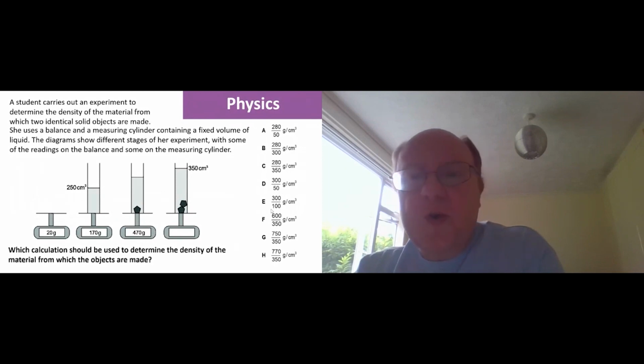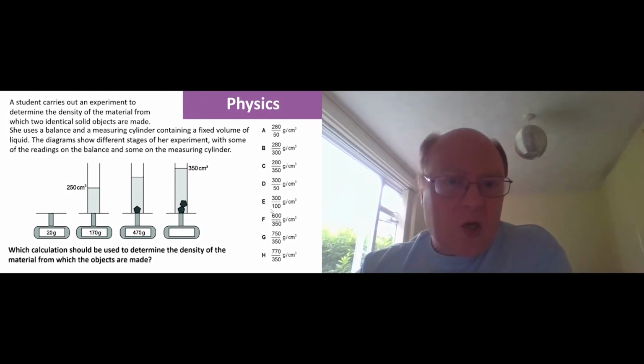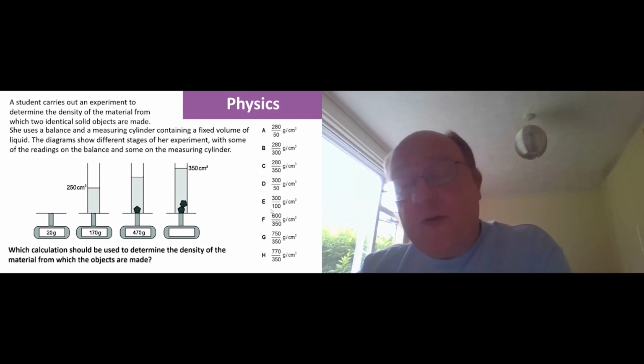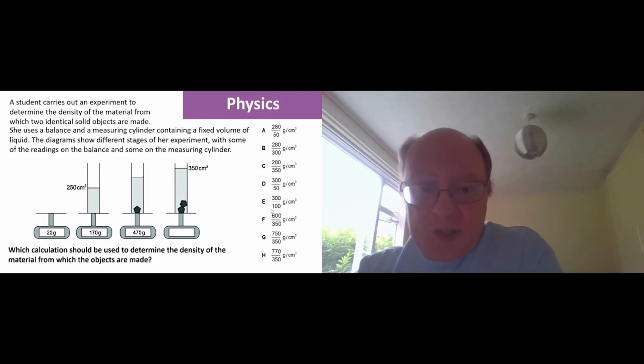Now I'll take you through a physics question. You can see we have a question around the density of a material. And if we look at the answers, it tells you what density is. Density is mass over volume, so grams over cubic centimeters.